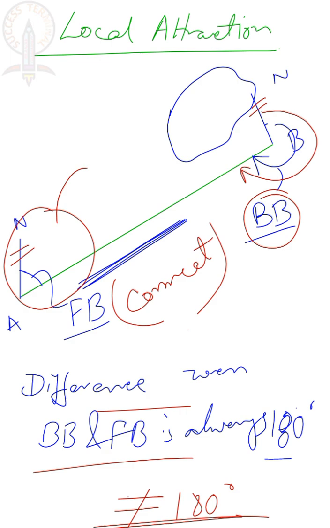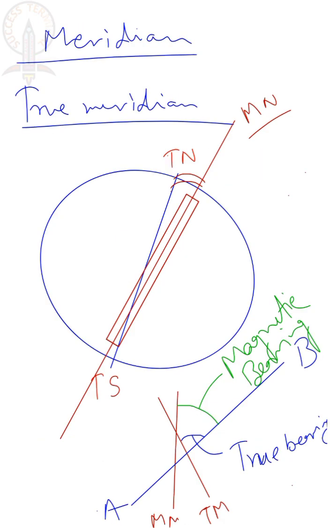Next we are going to discuss different types of declination. What do you mean by declination? I have shown it to you already. The horizontal angle between the magnetic meridian and true meridian is known as magnetic declination. This is the magnetic declination. Clear?